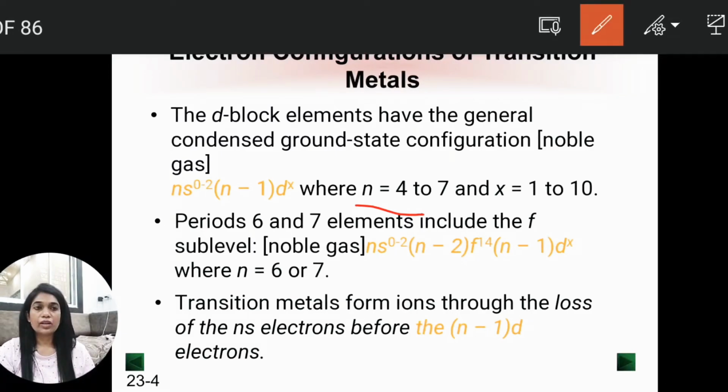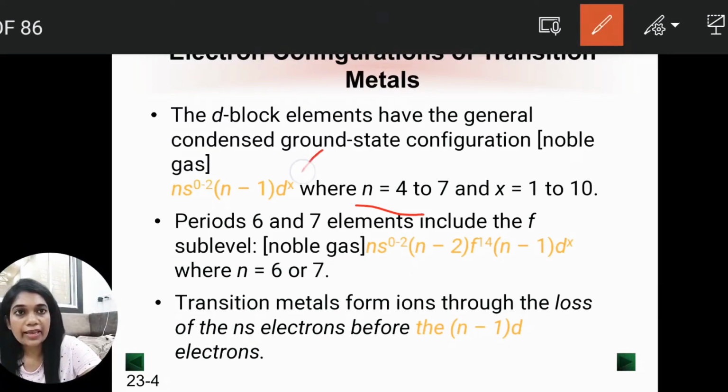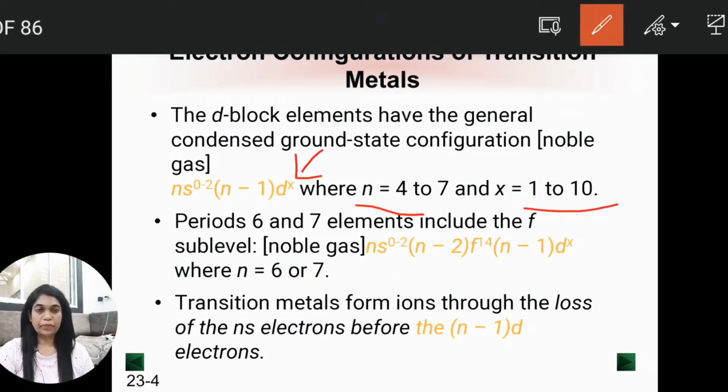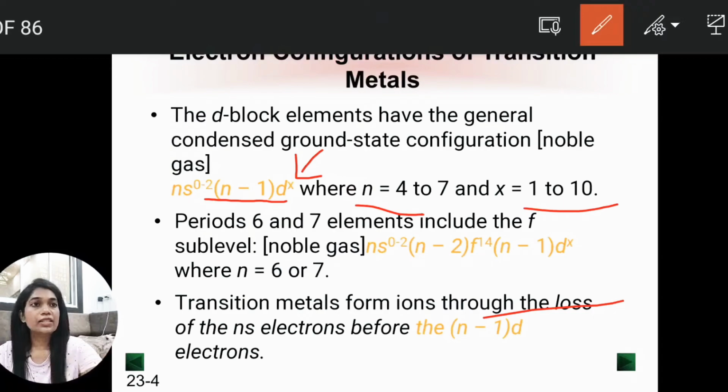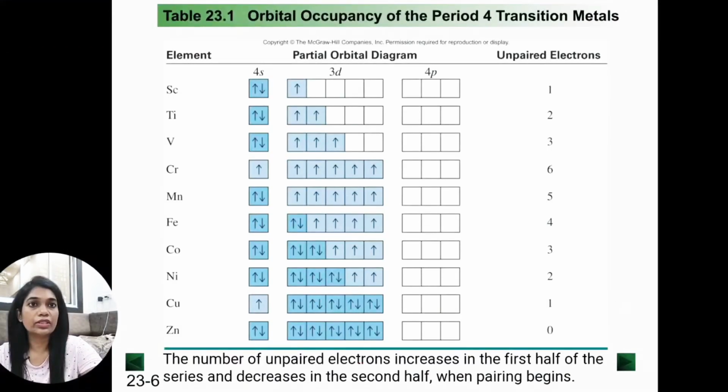And we know that the capacity of the d orbital is up to 10 electrons, so the value of x is from 1 to 10. Now you can see that there is an (n-1). Why is this n-1? Let's see an example first.